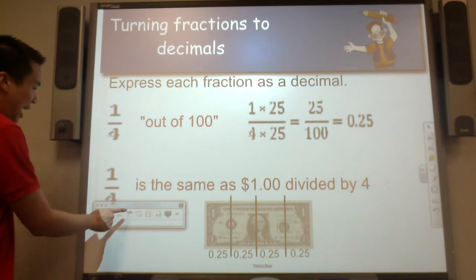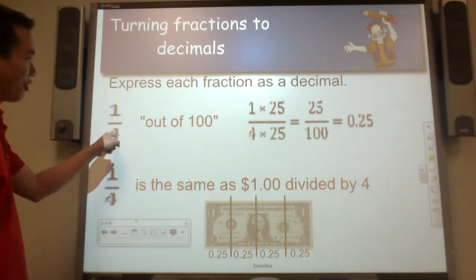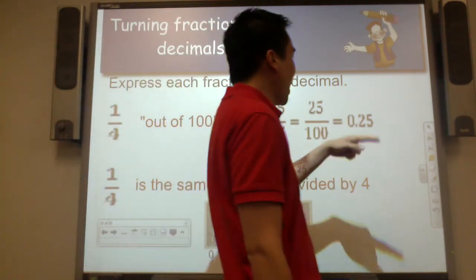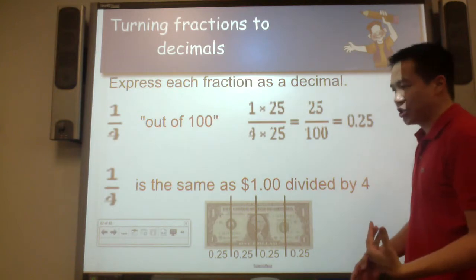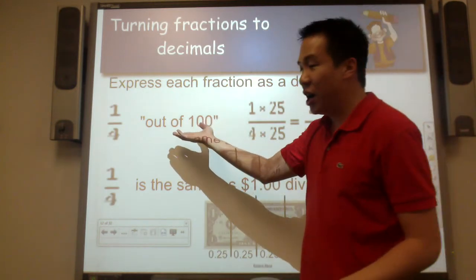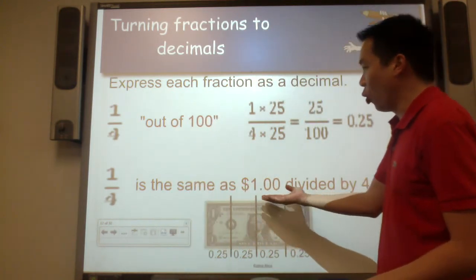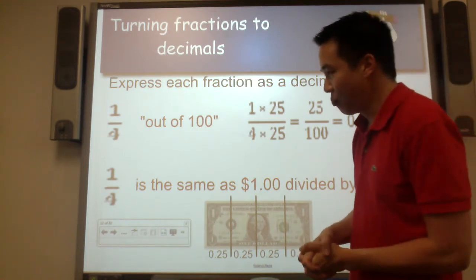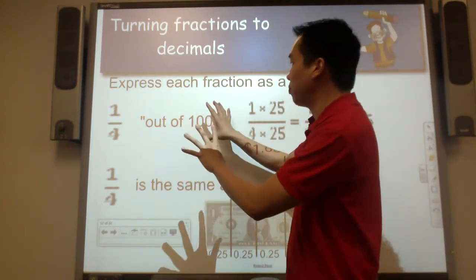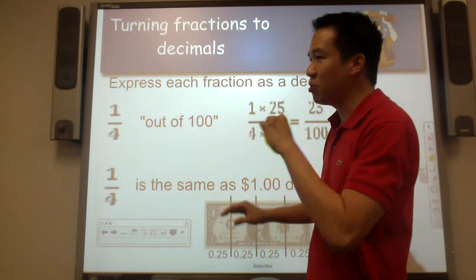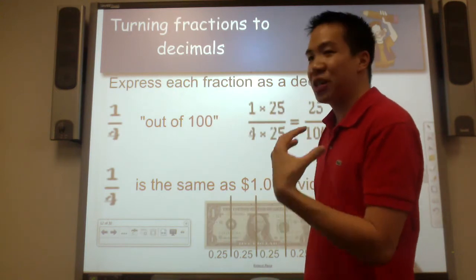Now, how do you turn a fraction into a decimal? There's two ways to do it. Make it out of 100, or we can divide. I always want to go simple first, out of 100. If it goes into 100, then we'll save a lot of time.